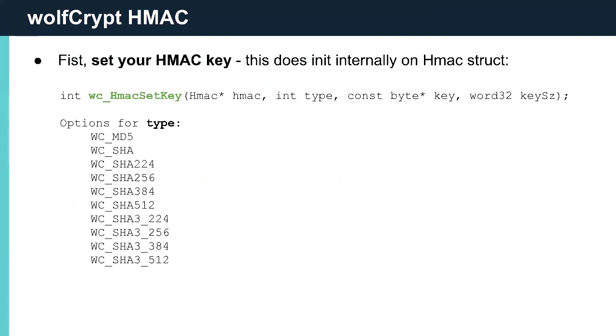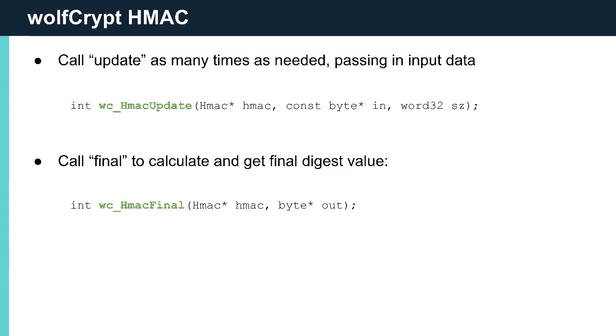The first thing you're going to want to do when using HMAC is call wc_HmacSetKey. This does the initialization on the HMAC structure. And this is where you specify the type of HMAC that you're going to want to do, as far as defining the underlying hash algorithm. And so options for the type are shown here. It's essentially a WC_ followed by a hash type. Then you pass in the key and the size in bytes of your key. Again, you can update as many times as you want with HMAC update, passing in more and more data. And when you're ready to get your final MAC out of it, you can call HMAC final. That value will be placed into your output buffer.